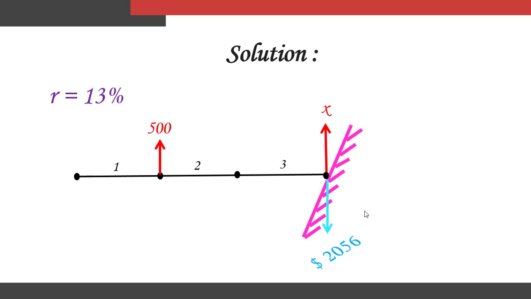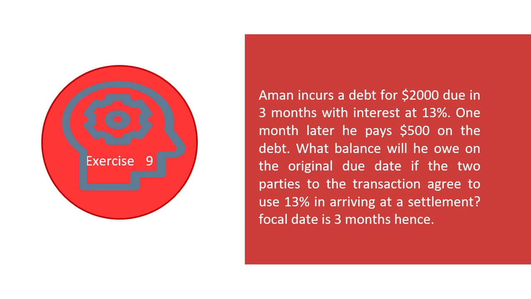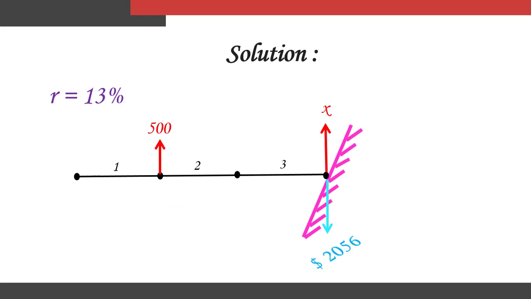The time diagram shows that there is $2,000 due after 3 months with 13%. So we will use the formula S equals B times 1 plus RT, which will be equal $2,065. This is the old obligation. And for the new obligation, there is $500 due after 1 month and X due after 3 months.